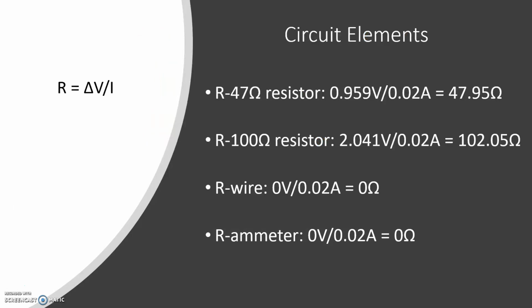Different circuit elements can be measured using this resistor equation as delta V over I. The resistance of the resistor with 47 ohms is close to 47 ohms. The resistance of the 100 ohm resistor I measured to be close to 100 ohms. And then the resistance of the wire and ammeter are both 0.